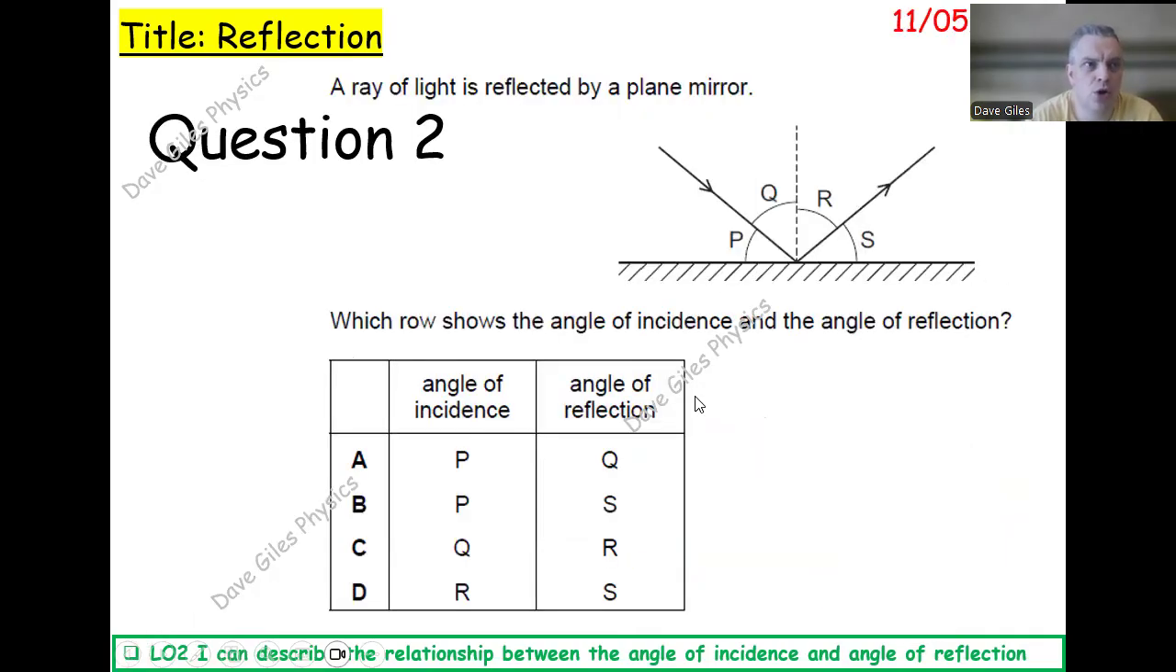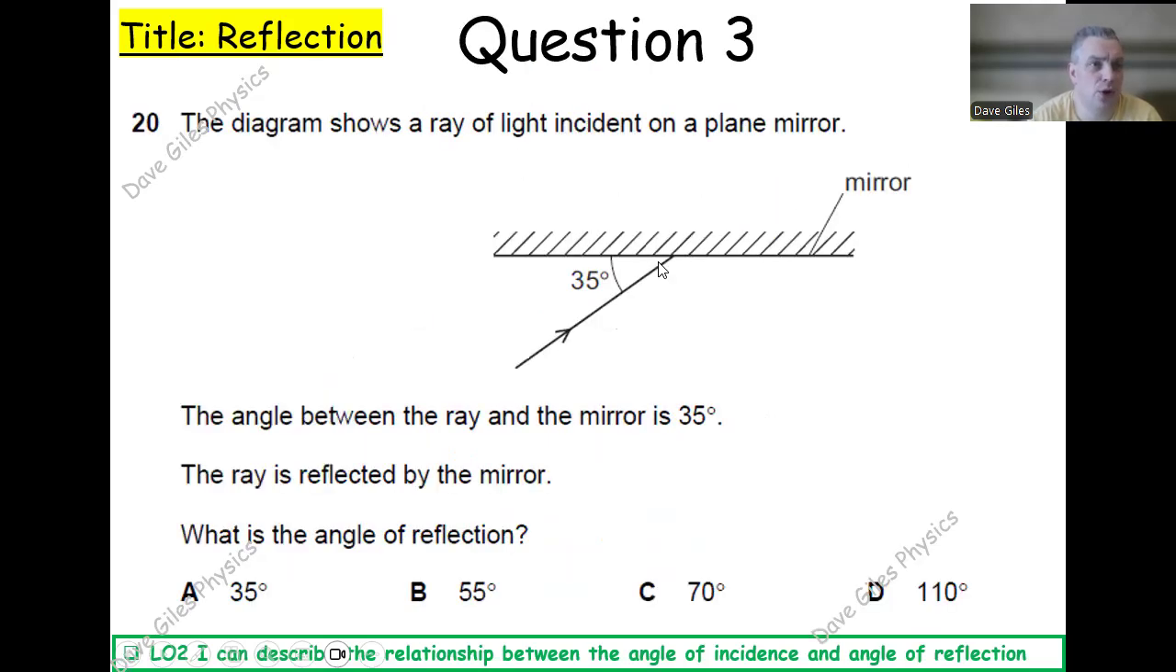Question 2. Which row shows the angle of incidence and angle of reflection? Again, it's quite a straightforward one. Angle of incidence is the angle between the incident ray here and the normal line, and the angle of reflection is the angle between the reflected ray and the normal line. So it is Q and R. So the answer is C for this one.